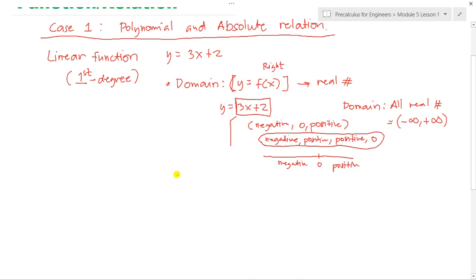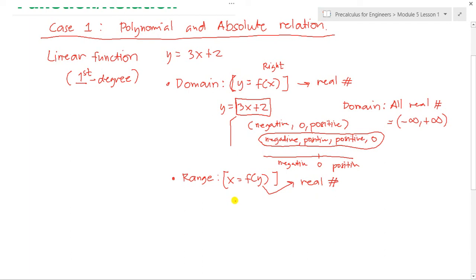How about the domain class? I mean the range. So for a linear function, for your range, be sure to transform your equation or your function into the form x is equal to a function of y. And then after that, see to it that the result of your f of y, or your right side, should be a real number. So it is the same concept as finding the domain.